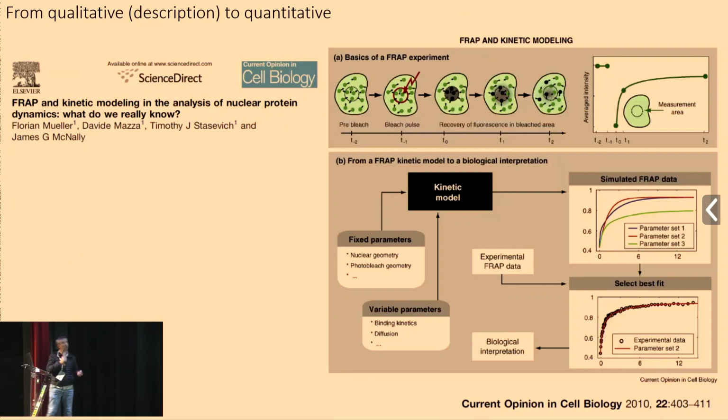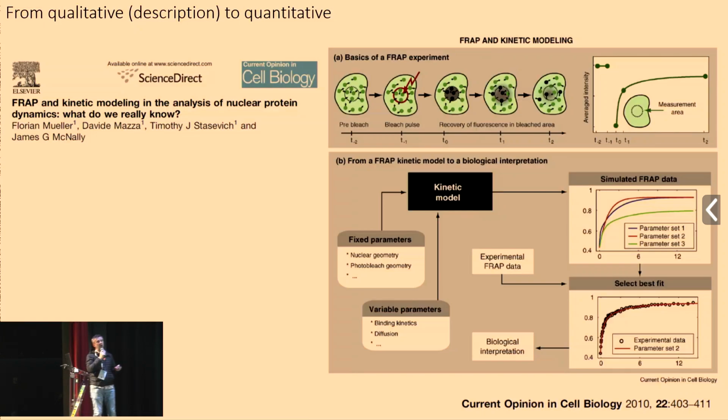So this is a review, one amongst many reviews, talking about FRAP and the kinetic modeling. And in fact, it's always the same. You do your measurement, and once you have done your measurement, you establish a kinetic model, and this kinetic model is based on fixed parameters. The fixed parameters are the geometry of what you're looking at, the geometry of what you've been photobleaching, and there are some variable parameters, which are indeed what you're looking for and what you want to measure. So here, for example, binding kinetics, diffusion, and so on.